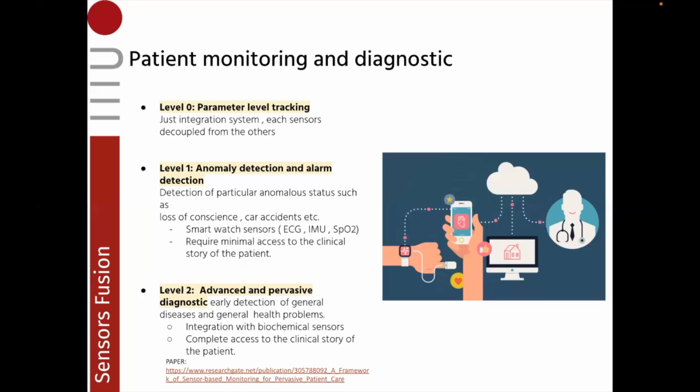And by fusing all this information coming from the different sensors and merging this fused information with a deep clinical story of the patient, what we can do in a not so long-term future would be the possibility of having an early detection of general diseases and health problems. And with this term, I mean, for example, having the possibility to forecast some types of cancers, some types of genetic disease. Of course, the frameworks required in this case are way more complex than just sensor fusion.